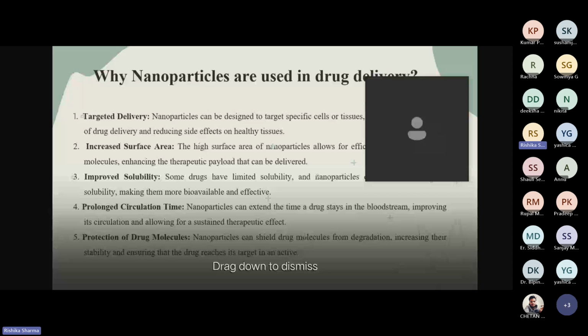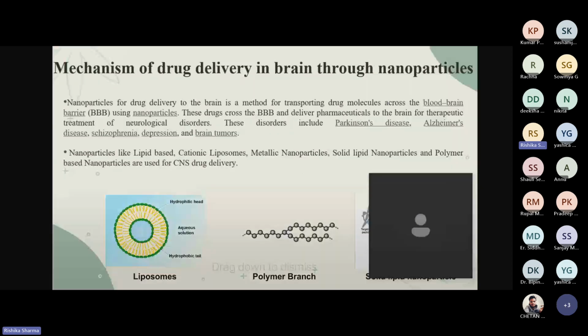Next, I have chosen the mechanism of drug delivery in the brain. Here, nanoparticles for drug delivery to the brain is the method for transporting drug molecules across the blood-brain barrier using nanoparticles. These drugs cross the blood-brain barrier and deliver pharmaceuticals to the brain for therapeutic treatment of neurological disorders. These disorders include Parkinson's disease, Alzheimer's disease, depression, and brain tumors. Some nanoparticles, like lipid-based cationic liposomes, metallic nanoparticles, solid lipid nanoparticles, and polymer-based nanoparticles, are used in CNS drug delivery.